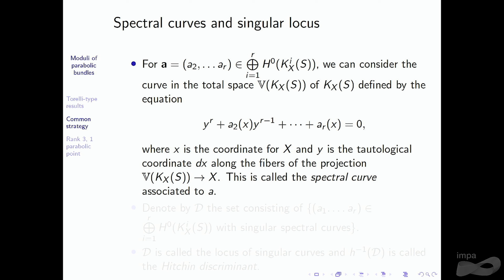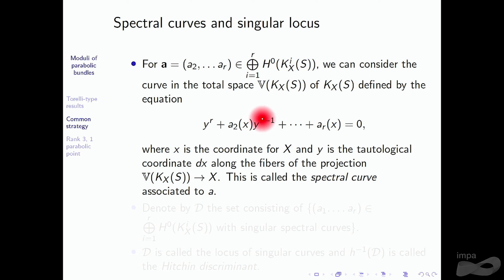Okay, so that is a bundle. That is a bundle over my curve. I can look at its total space, and there I can look at the curve which is defined by this equation. Yes? Okay. Now, what happens is that this curve has a name. It's called the spectral curve.